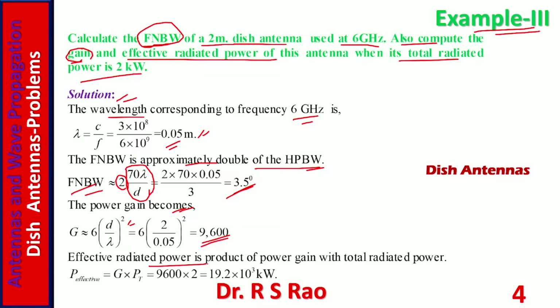Effective radiated power is the product of power gain with total radiated power. Total radiated power is 2 kilowatt. Gain is 9600. Therefore, effective radiated power becomes 9600 into 2 kilowatts. It becomes 19.2 into 10 power 3 kilowatts. This problem, one can see, is also on dish antennas.